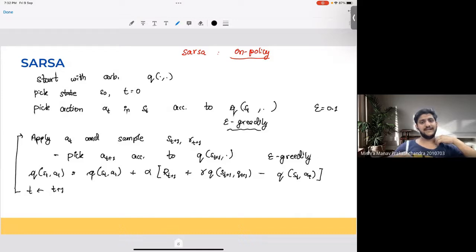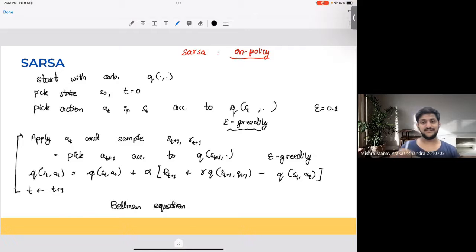You have the epsilon parameter because you want to encourage exploration. Then you apply AT and sample the next state and the reward. Then you also pick the next action according to the new Q value, which also happens epsilon greedily. Then you solve this Bellman equation for the Q function, and you do this continuously until you reach convergence. So what happens in SARSA is you are solving the Bellman equation.